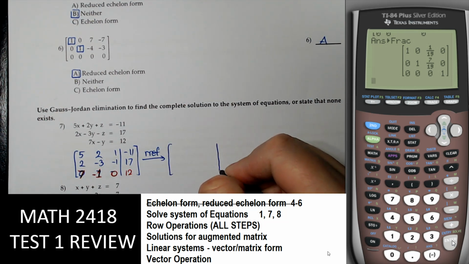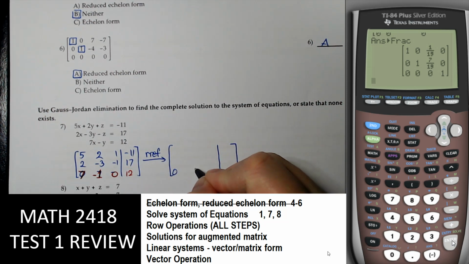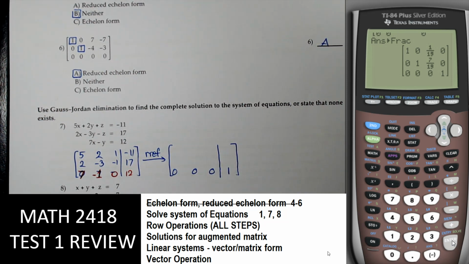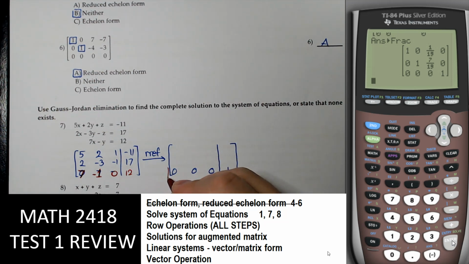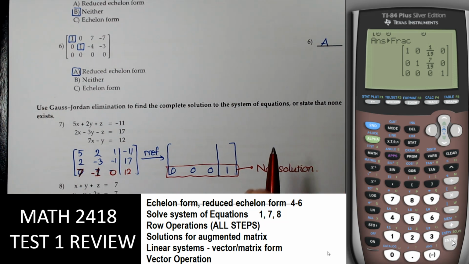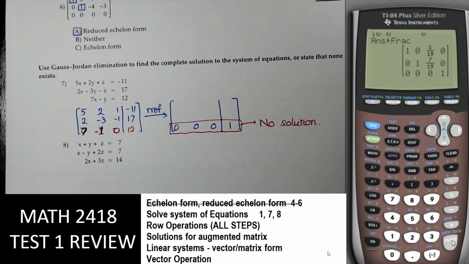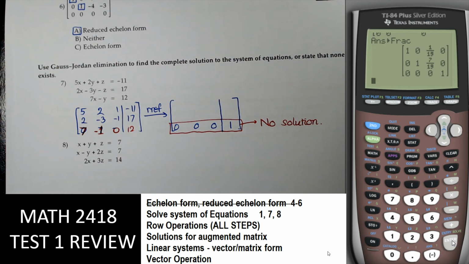So we don't need to copy the whole matrix. We see that on the last row, 0, 0, 0, and 1. This is where we have no solution. So when we have a row of 0 and something else, that's going to be no solution. Right. We're going to do 8 also.